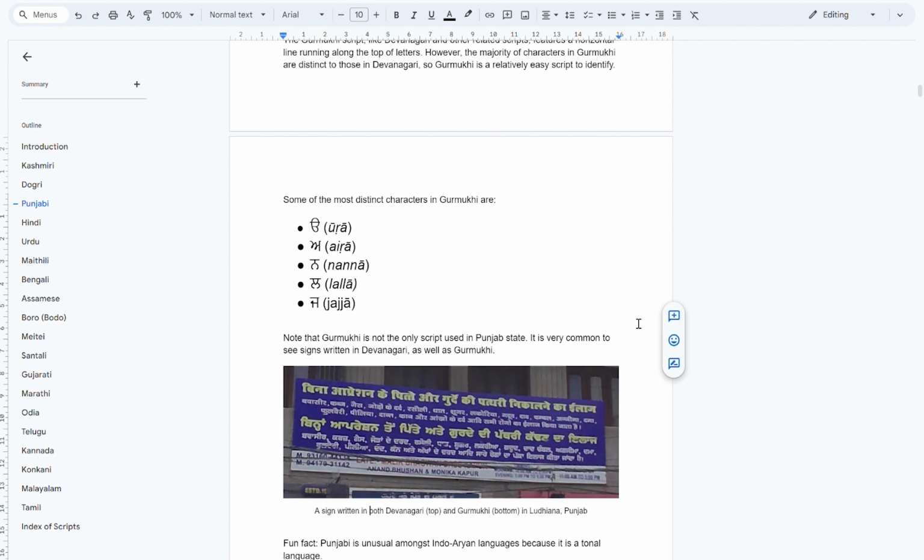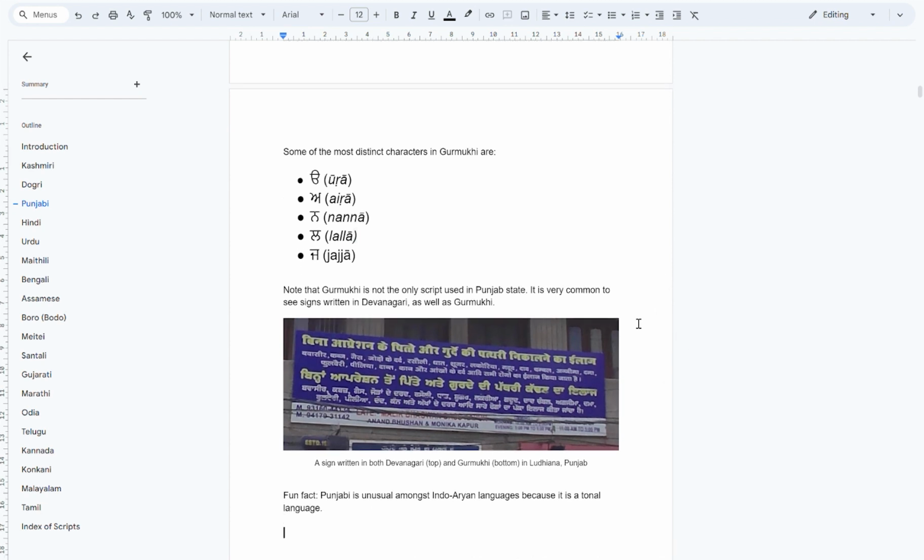Note that Gurmukhi is not the only script used in Punjab state. It's very common to see signs written in Devanagari as well as Gurmukhi. There's an example here on a sign. You'll note there's two different scripts used. The top one is Devanagari, and that's used to write Hindi, and then the bottom one is in Gurmukhi, and that's used to write the same text in Punjabi.